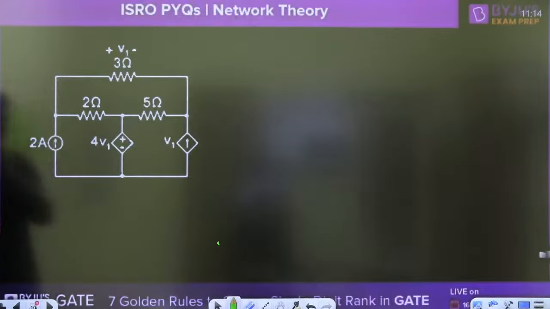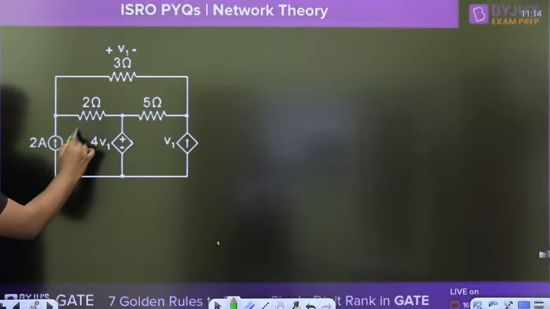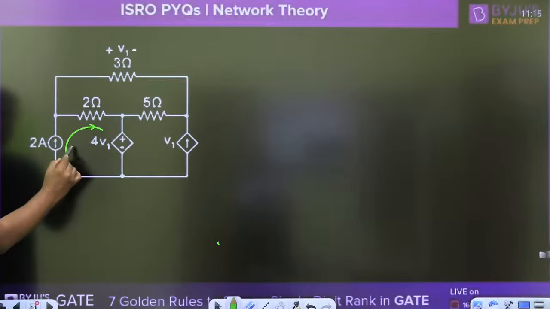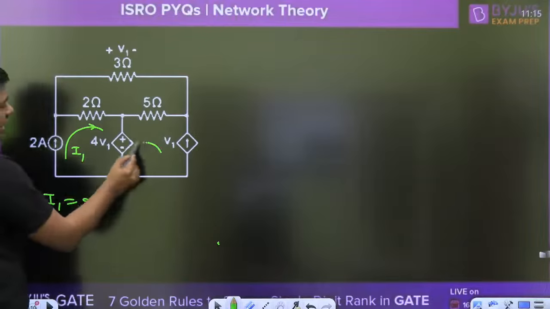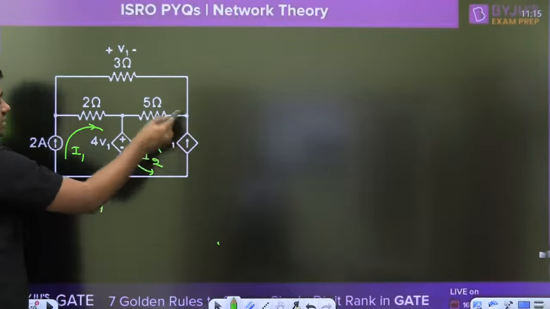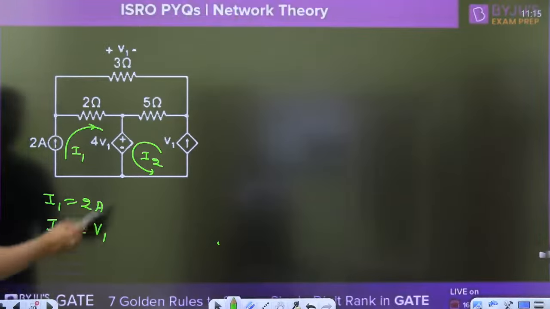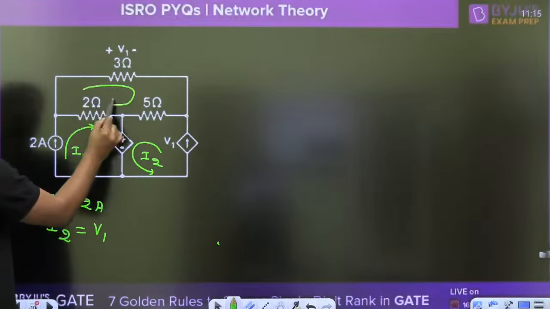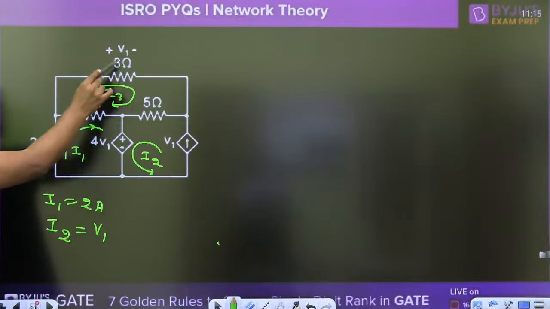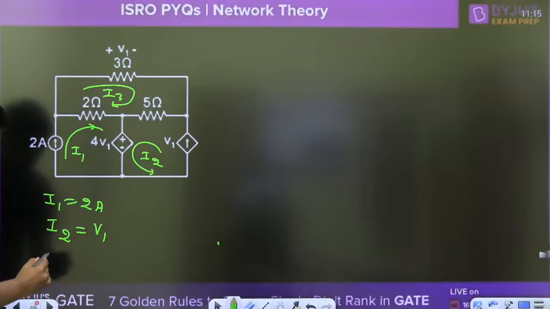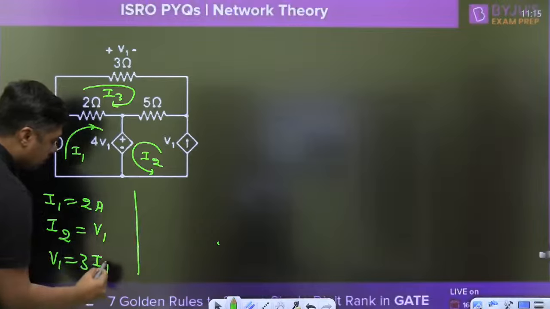Then try to understand. If this type of question, so directly watch. If suppose I am using mesh analysis, so what is the current in this mesh in the direction of 2 ampere I1? Directly you will get I1 is equal to 2 ampere. Now in this direction, like I2, in the direction of this current, I2 will become V1. Now you can choose I3 in this loop. So V1 is equal to 3 times of I3, sorry.